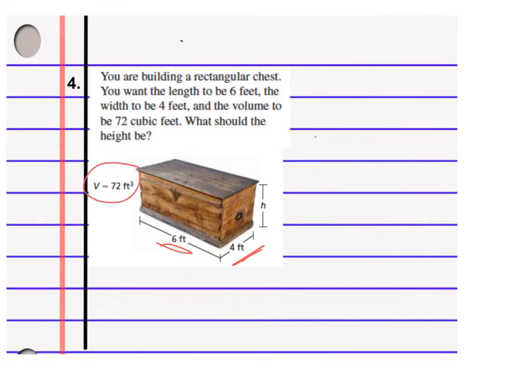So, let's kind of work backwards. This is a rectangular prism. The volume of a rectangular prism is base times height. So I know the volume. The volume is 72. They gave that to me over here in the problem. I know the base. The base is kind of the top and the bottom here. So the base is 6 by 4. If I do 6 times 4, I get 24.